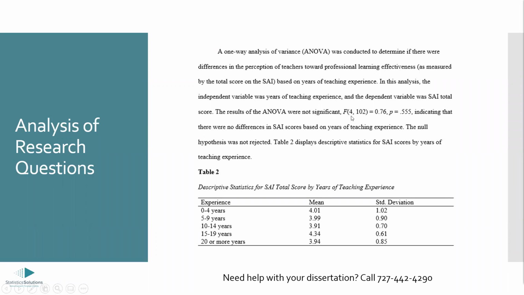For F tests, you'll always have two values for degrees of freedom instead of just one. The first value being the numerator degrees of freedom, the second value being the denominator degrees of freedom. We also have our p-value for our test. In this case, it's greater than 0.05. So this test is not significant. And so we state that our null hypothesis was not rejected. And again, for this type of analysis, you might display some descriptive statistics, so the mean and standard deviations for the groups that you're comparing.